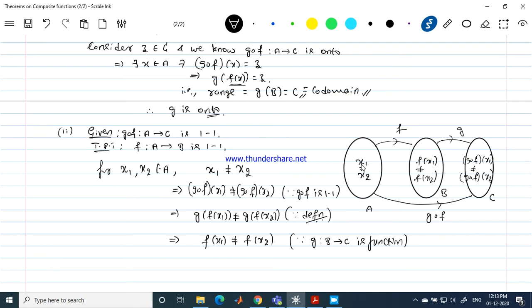So initially we started with what? We assumed that x1 is not equal to x2. Since F composition G is 1 to 1, we are expecting their images are different under this function. We rewrote this in this form by using the definition of composite functions. And next we wrote this one as F of x1 not equal to F of x2, because if these two are different, we are expecting these two have to be different. Otherwise a single element will be having two images. That is not true for a function. Therefore F is a 1 to 1 function.